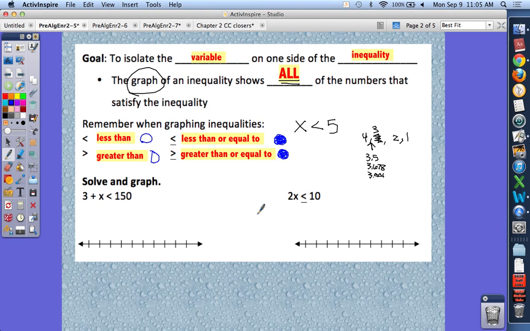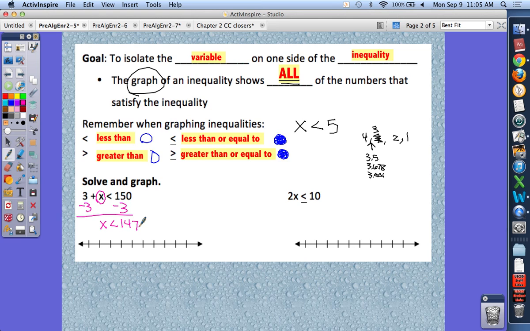Let's solve these inequalities just like equations, okay, with these first two. You want to get x by itself. So we want to isolate this x. What's happening to x? I'm adding 3. How do I undo that? I subtract 3. When you subtract 3 from both sides, what do you have left? You're left with x is less than 147. There's your solution. Now we just have to graph it.